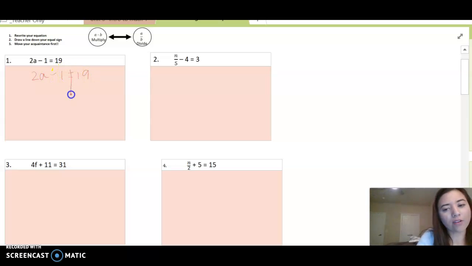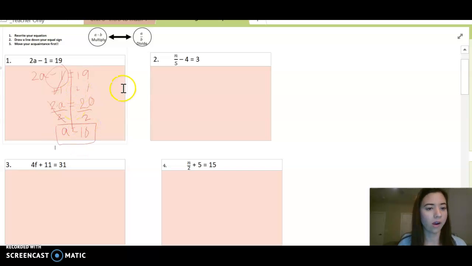So rewrite your equation, draw the line down the equal sign, and then we move our constant first. So this minus 1 is going to be moved first. The opposite of a minus 1 is to add 1 to both sides. So I get 2a equals 20. And I have 2 times a. So now I get rid of the 2 times by dividing. Those cancel, and I get a equals 10.